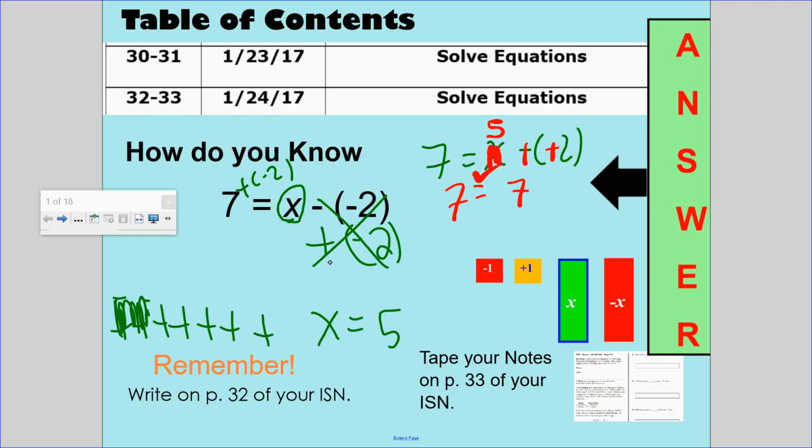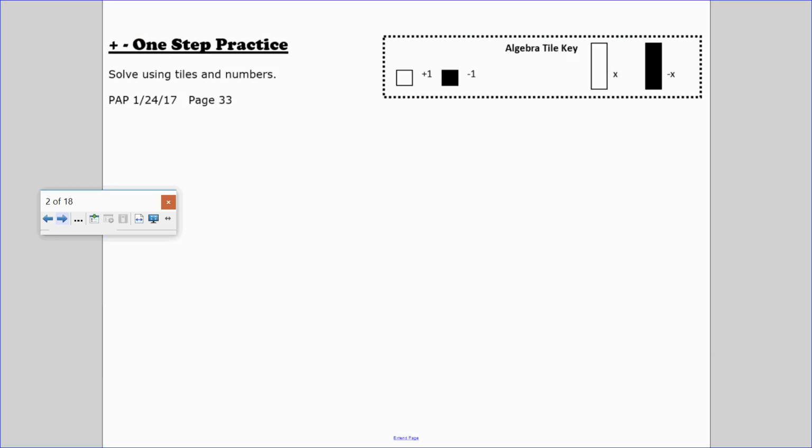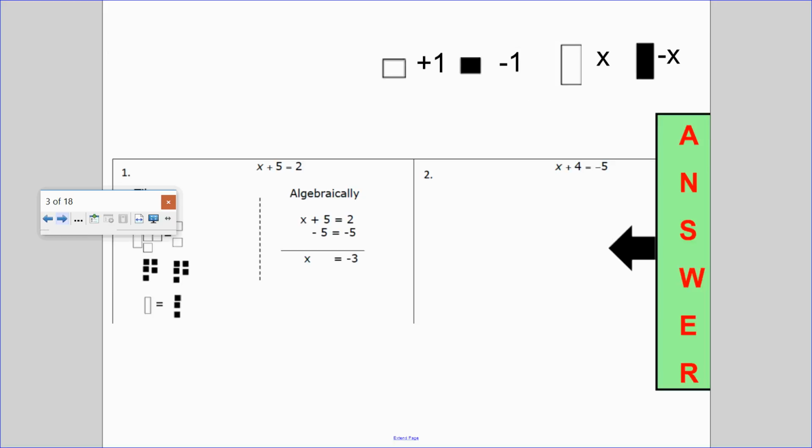So again, what we did was we isolated the variable. Then we did the inverse operation. The inverse operation of minus negative 2 is plus negative 2. We balance it out and found x equals 5. So in today's lesson, you are pretty much going to be given algebra tiles. You would be drawing pictorially, and then you will be answering.